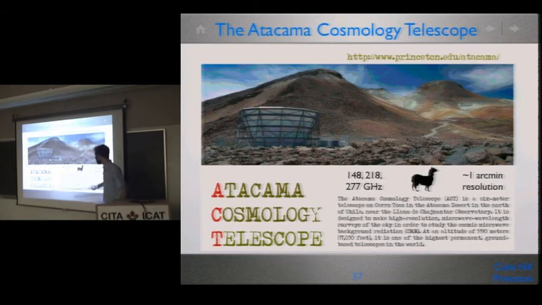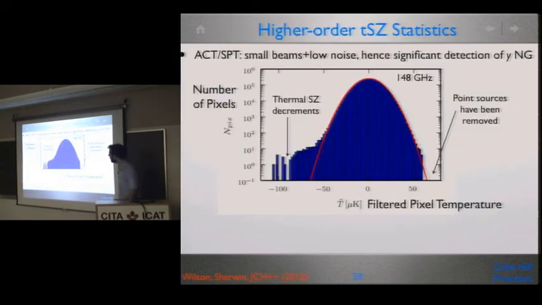ACT observed the sky at 150, 220, and 280 gigahertz. I'll just show data mostly from 148 here with a resolution of about 1 arcminute. So this is work that we did a couple of years ago where we looked at the histogram of temperature values, so the PDF, in the ACT 148 gigahertz maps.